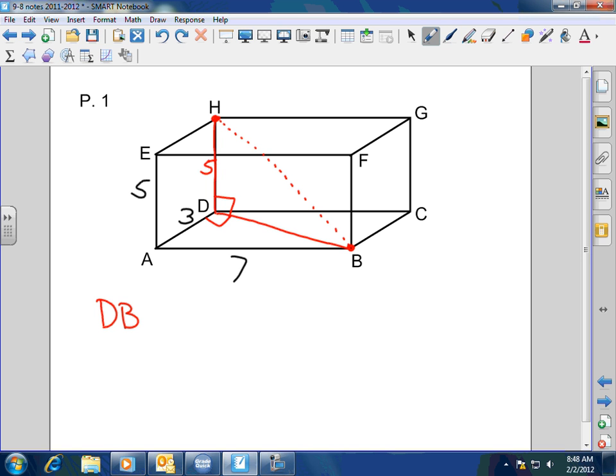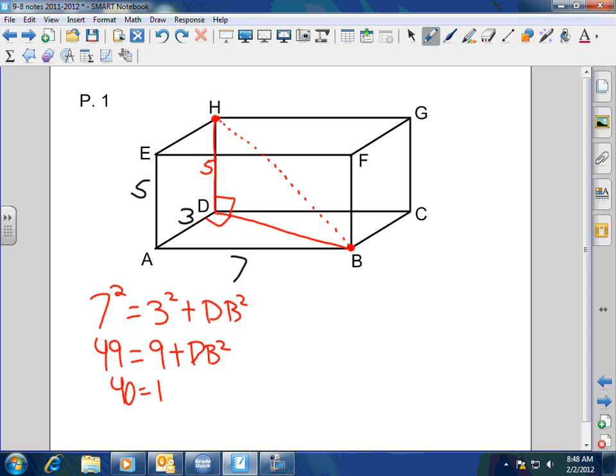Pythagorean Theorem, thank you. dB squared equals, well, actually, no. It's 7 squared equals 3 squared plus dB squared. So 49 equals 9 plus dB squared. So 40 equals dB squared. Take the square root of both sides. 4 times 10 is 40. So dB is 2 radical 10.